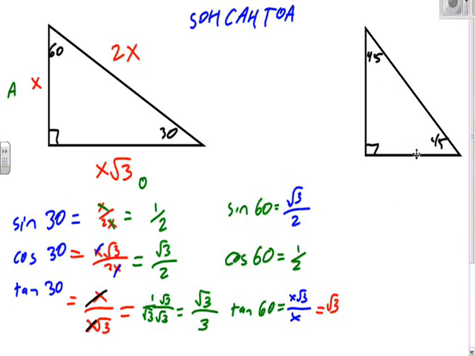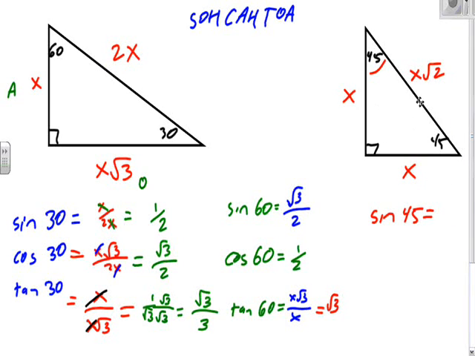Over here for our 45, 45, 90, we know the two legs are the same, and the hypotenuse is times the square root of 2. So it doesn't matter which angle we take, but if we use our top angle, this would be opposite. This side is adjacent, but they're both the same, so it doesn't really matter. And then we have the hypotenuse, x times the square root of 2.